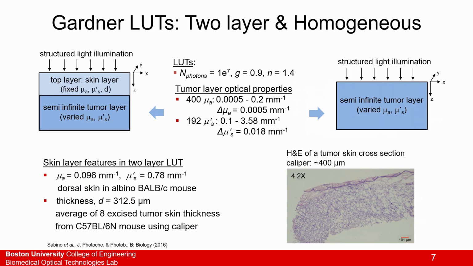And for the skin layer, for the case of the two-layer lookup table, I took optical property from Sabino et al., where they presented optical property from dorsal skin in BALB/c mouse using Kubelka-Munk photon transport theory. And for the thickness, I measured 8 excised tumor skins using caliper from black mouse and used their average in the actual simulation. The H&E image shows here a cross-section view of a representative tumor skin with a thickness of 450 micrometer. And for the same skin, I got caliper measurement of 400 micrometer, which confirms that the caliper measurements were very close to actual skin thicknesses.